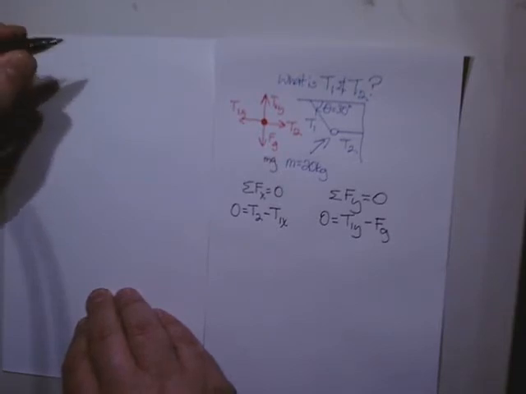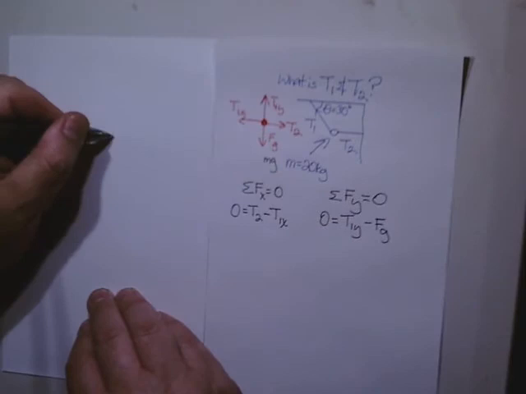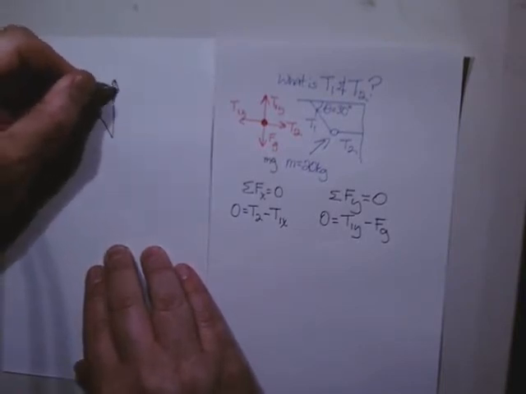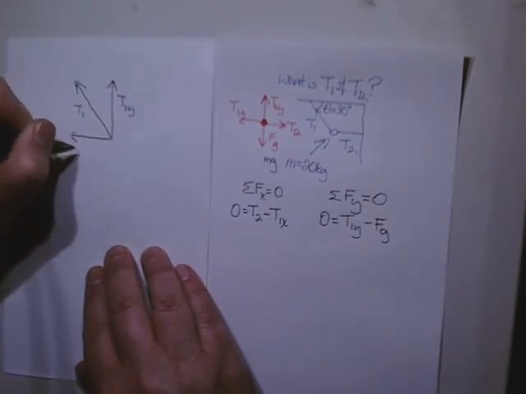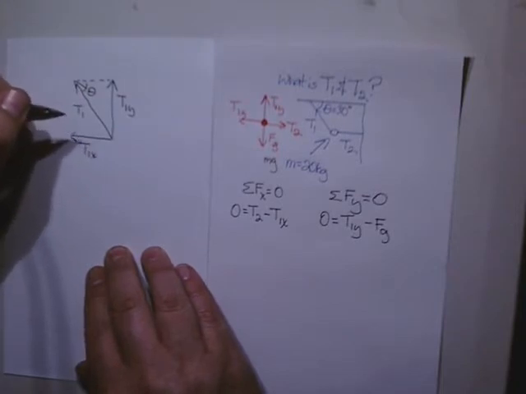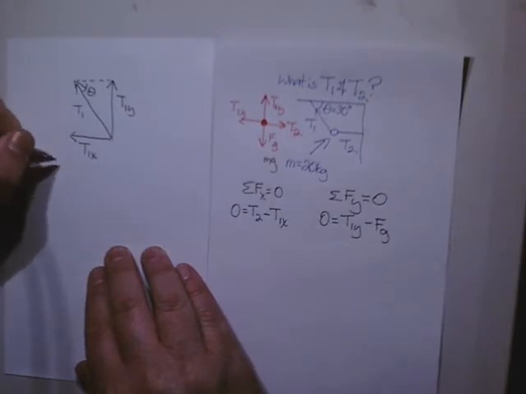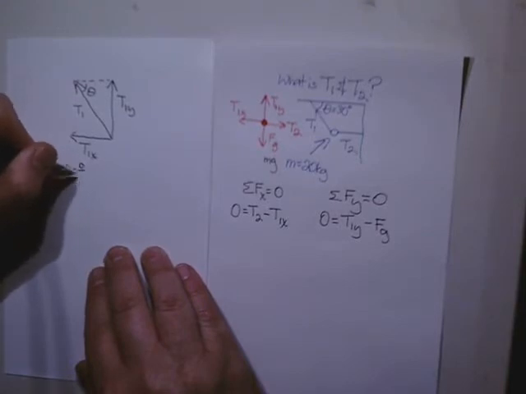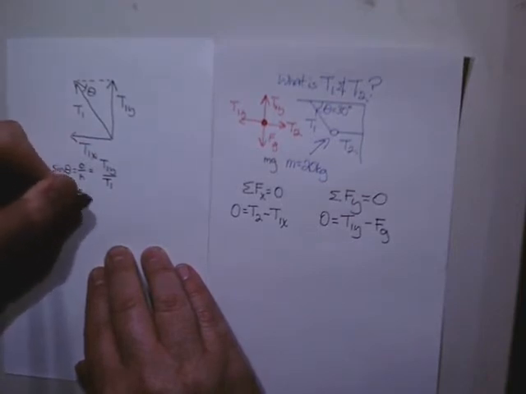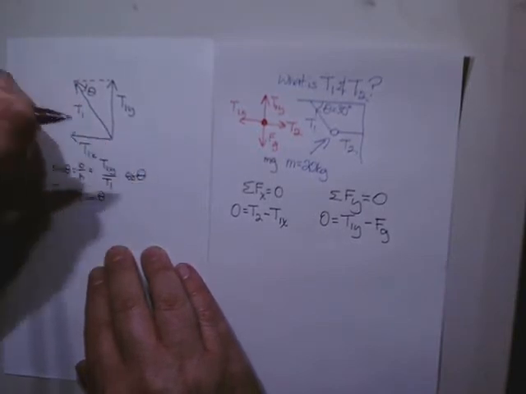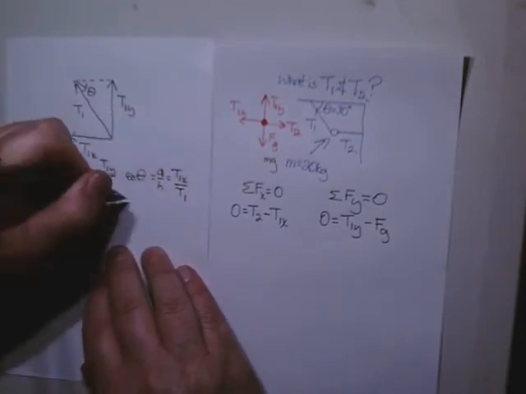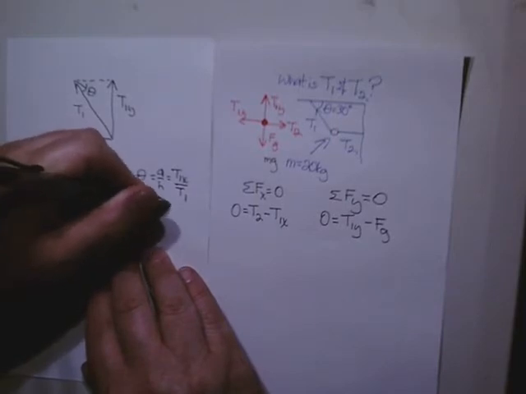All right. What we need to do is study T1 for a moment. T1 can be broken into 2 component vectors, T1y and T1x. Now this particular angle was given, which is 30 degrees. So what I know is that sine of theta, which is opposite over hypotenuse, is T1y over T1. So T1y is equal to T1 sine theta. And I know cosine of theta is adjacent over hypotenuse, which is T1x over T1. So T1x is equal to T1 cosine theta.